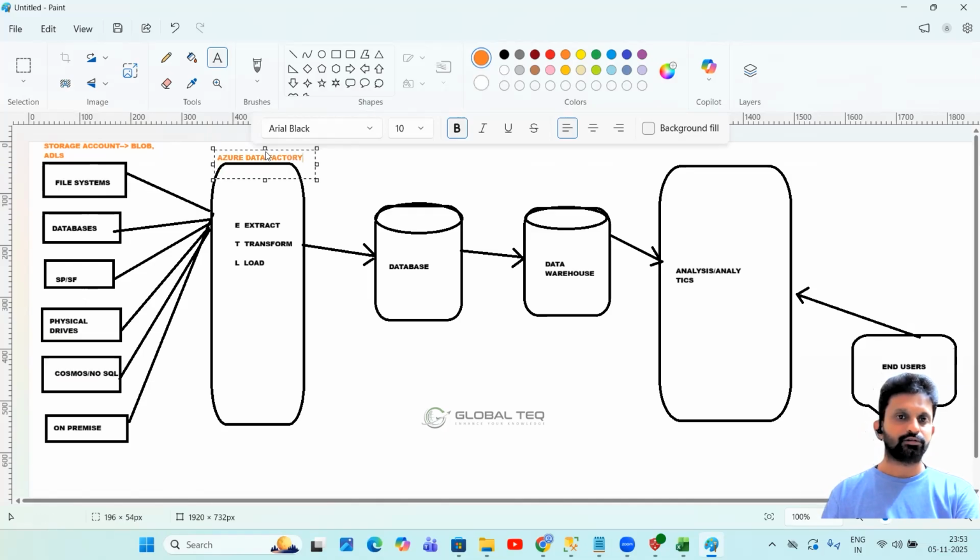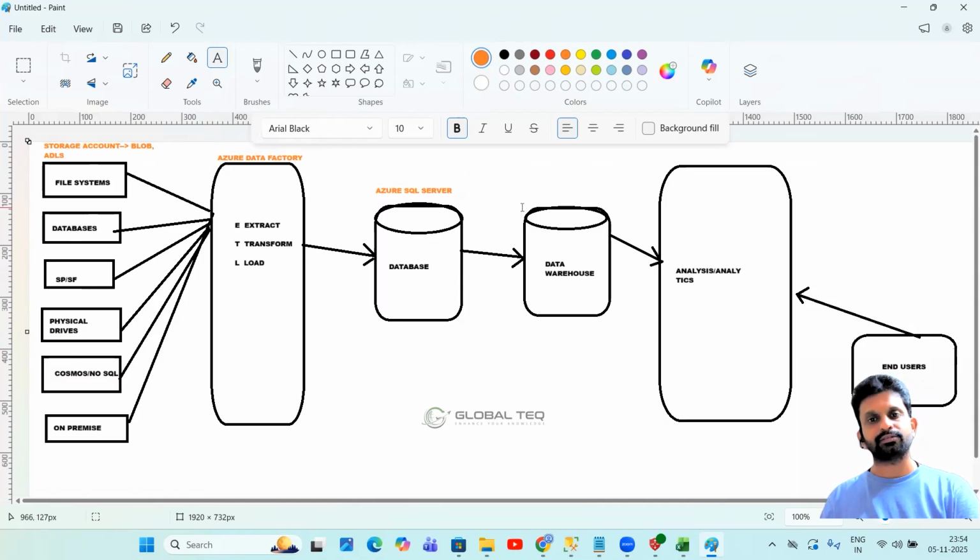This is the Microsoft Cloud ETL platform, which connects to the different source systems, gets the data, transforms and loads it into the Azure SQL Server, which is a Microsoft Cloud database. Once the data is available in the Azure SQL Server, on top of it you can build the data warehouses by using another service called Azure Synapse.